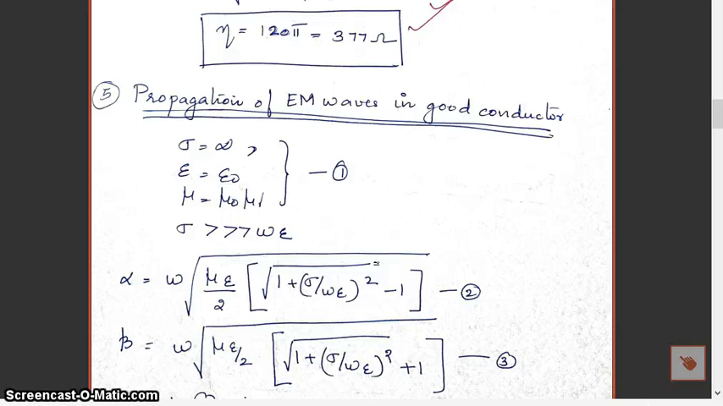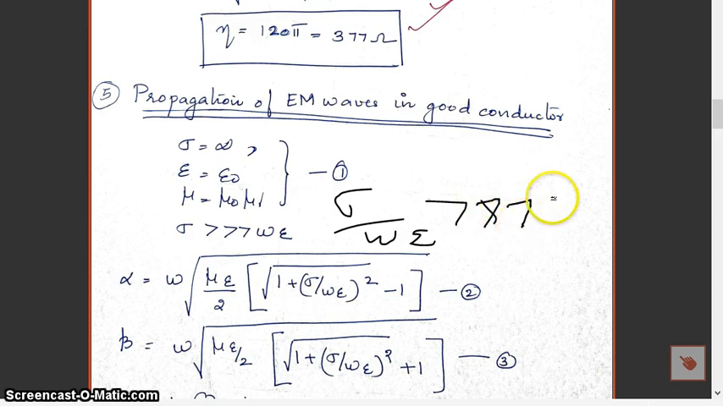Next we will see the propagation of EM wave in a good dielectric. In a good dielectric, these are the conditions: sigma is equal to infinity, epsilon is equal to epsilon 0, mu is equal to mu 0 mu r, and sigma is much greater than 1. Or in other words, you can say sigma by omega epsilon is much greater than 1. Okay. Because sigma is much greater than omega epsilon.